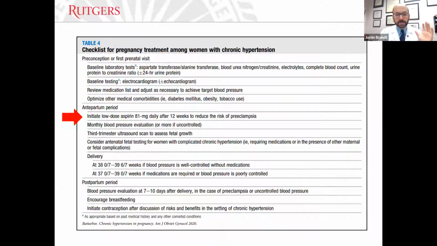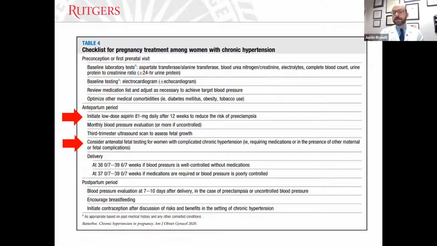It focuses on low-dose aspirin as a strategy to reduce the risk of preeclampsia. We know that aspirin, when started at 12 weeks, can decrease the risk of preeclampsia, of growth restriction, and the need to deliver a patient early for these complications.